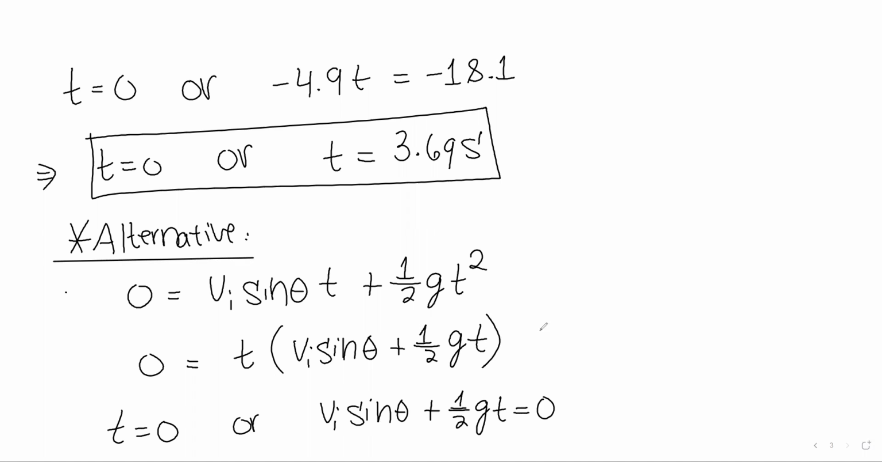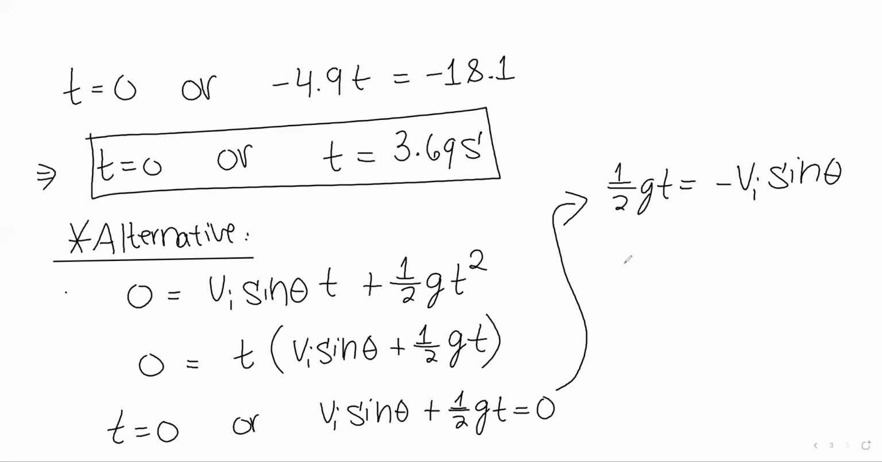Perfect. Next, we subtract negative vi sine theta to both sides. And then to isolate t, we multiply by 2. And we divide by g. And if you plug in the numbers, you'll get the same result.